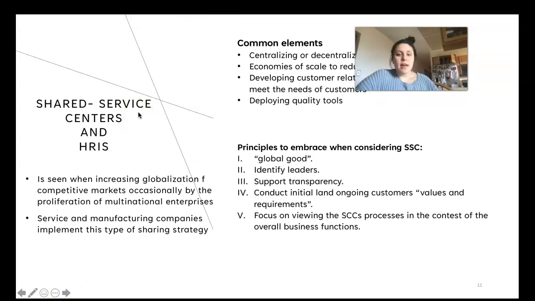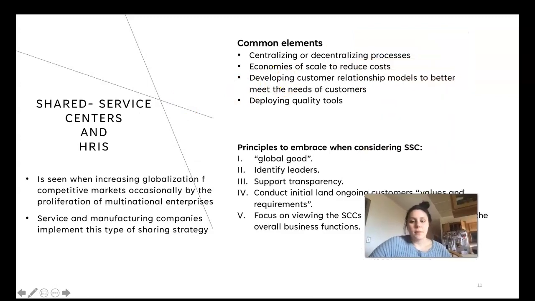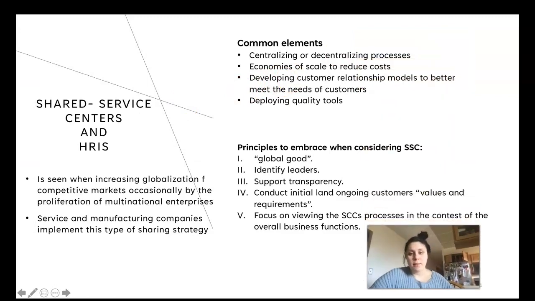Shared service centers in HRIS. This can include centralizing or decentralizing processes and economies of scale to reduce costs. So this could be good for companies that are trying to lower their payment when it comes to their HRIS system. The principles to embrace are: the global good, identify your leaders, support transparency, conduct initial and ongoing customer surveys, and focus on viewing the shared service center's processes in the context of overall business functions. This is really great in industries like service and manufacturing.